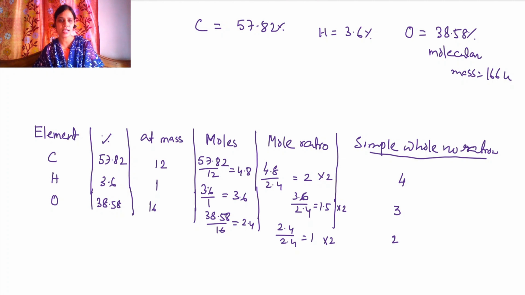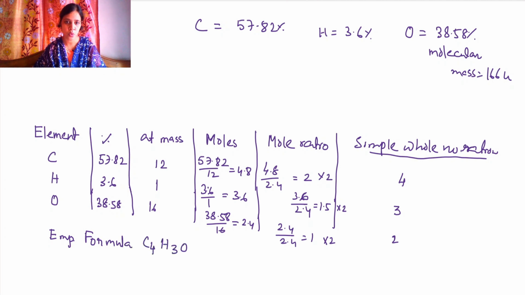So what will be the empirical formula of the compound? So empirical formula is C4H3O2. Okay, now I have to convert this empirical formula into molecular formula. How can I convert it? You know, molecular formula will be the empirical formula into n factor. So here I write C4H3O2 into n.